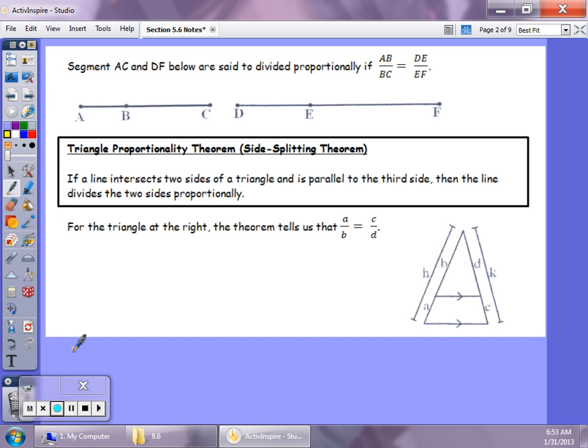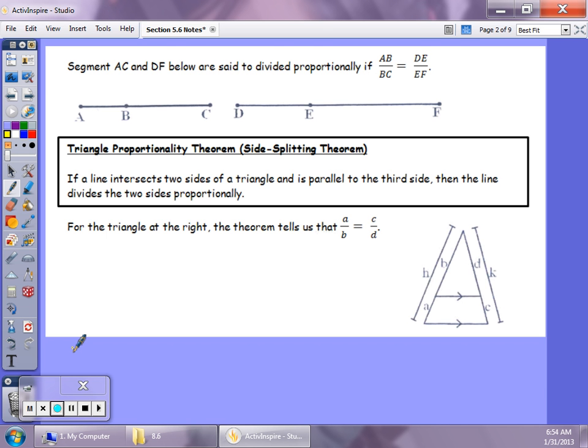Segments AC and DF below are said to be divided proportionally if AB over BC is equal to DE over EF. This leads us into our triangle proportionality theorem, or the side-splitting theorem, which states if a line intersects two sides of a triangle and is parallel to the third side, then the line divides the two sides proportionally.